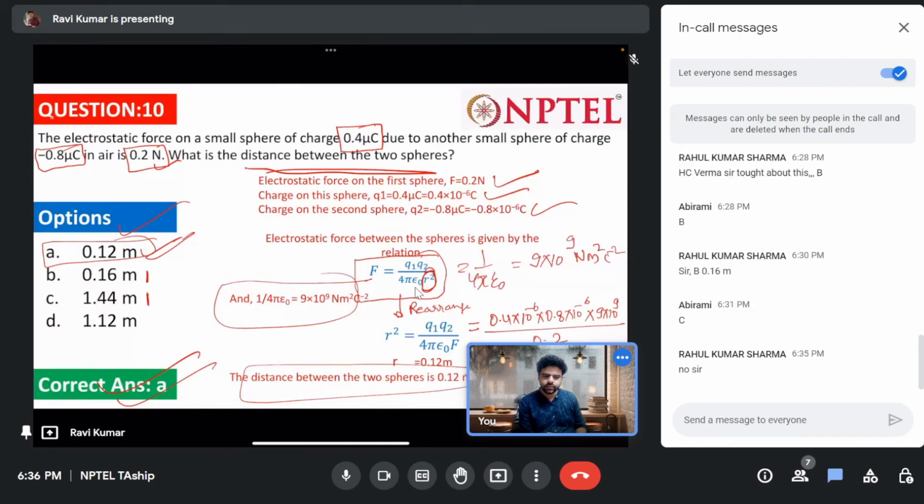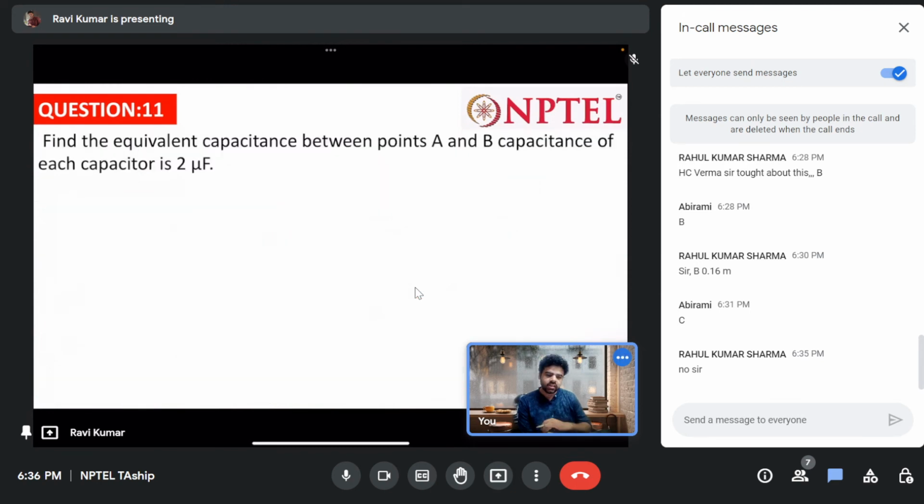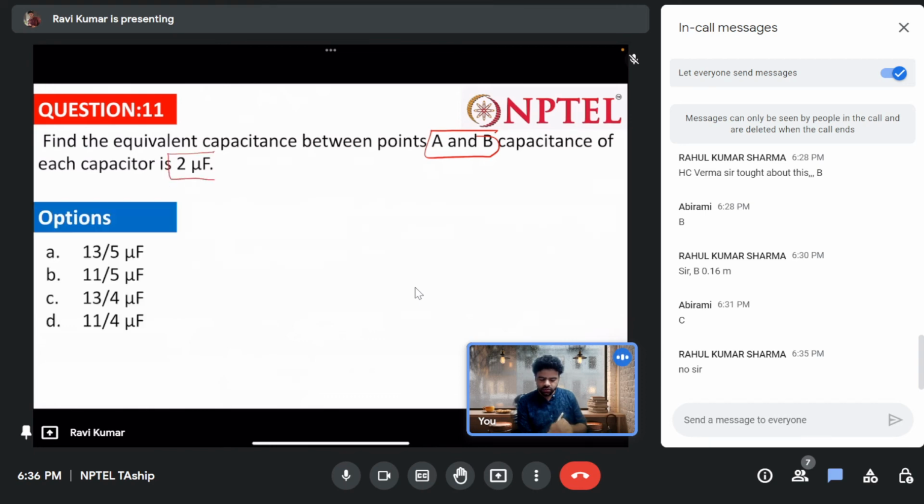Okay, fine. So let's move to the next question, which is the last question for today. It says, find the equivalent capacitance between A and B if each capacitor is of 2 microfarad. These are the options and this is the circuit diagram. You just need to tell me the equivalent circuit.